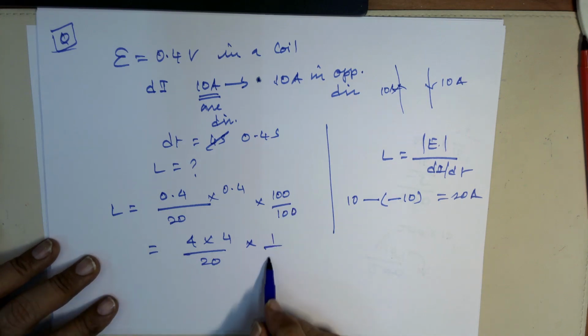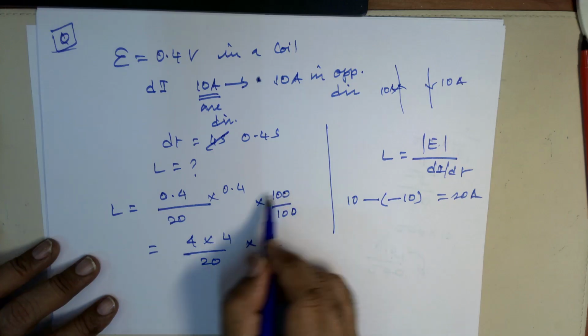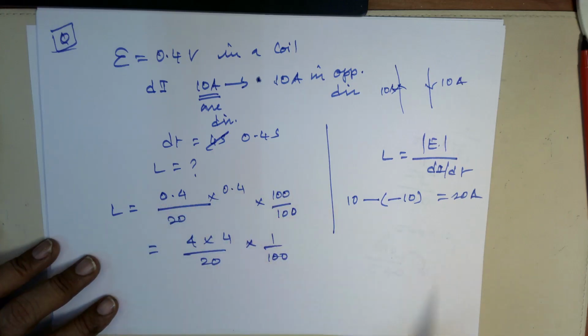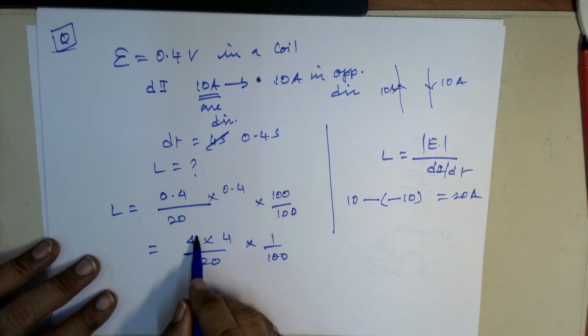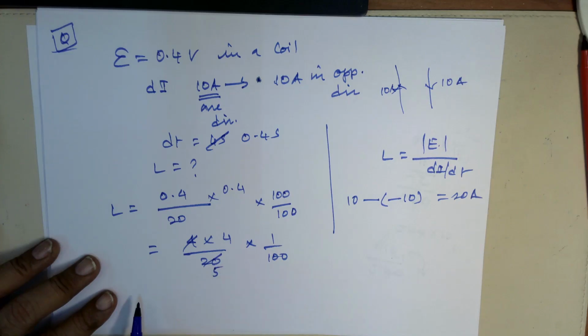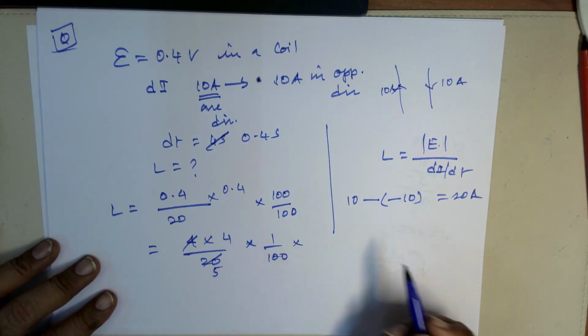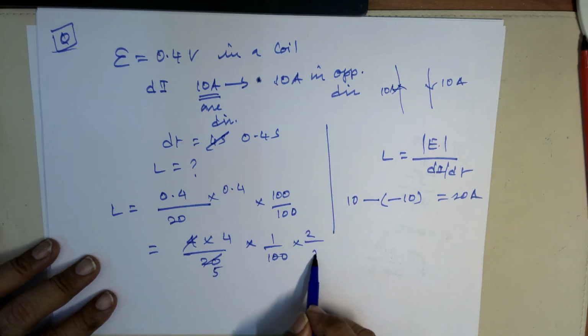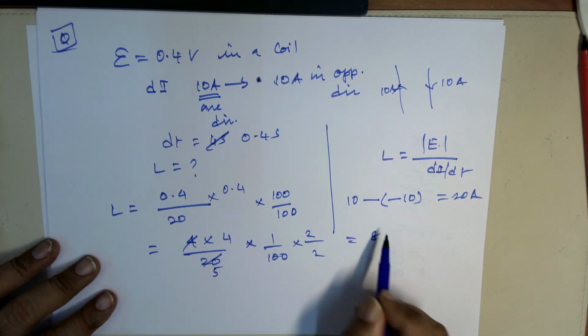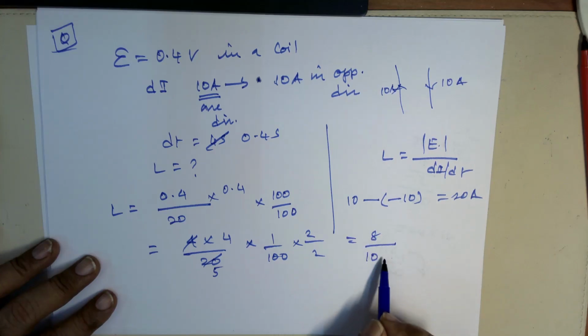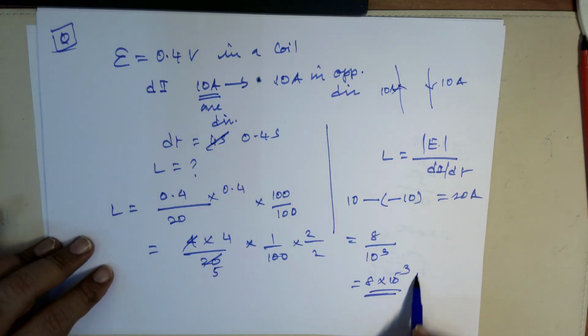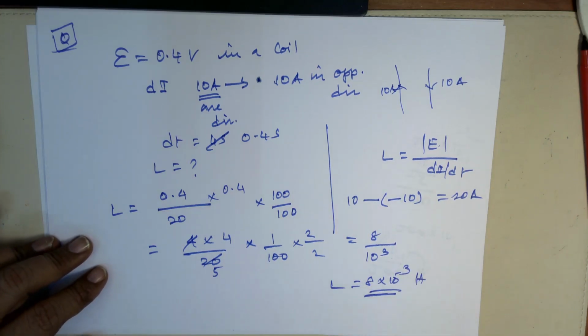So here you have got 100. And this has been multiplied. So 4 into 4. Are you able to understand? And this is 5 times. Okay. Then multiply by 2 by 2. So it means 8 divided by 10 cube. It means 8 into 10 power minus 3. Okay, Henry. So this is L.